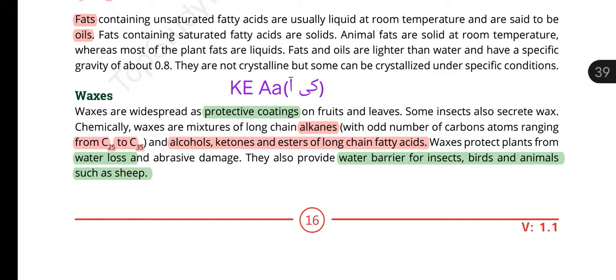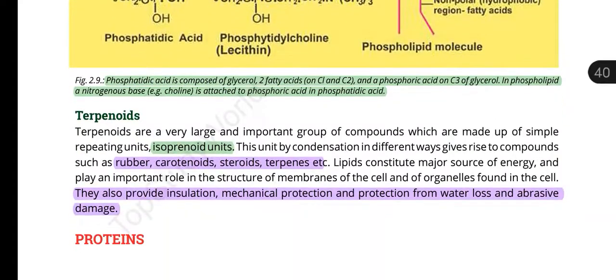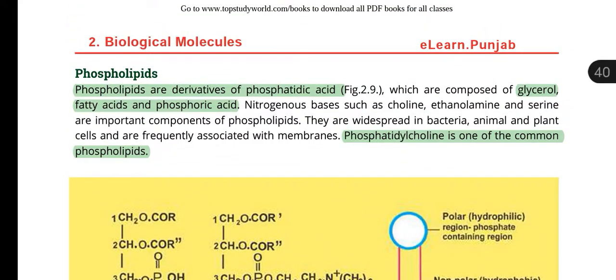Next are the phospholipids. In the lipid portion we are left with two topics, phospholipids and terpenoids. What are phospholipids? Phospholipids are lipids that contain phosphoric acid. Actually, phospholipids are derivatives of phosphatidic acid.